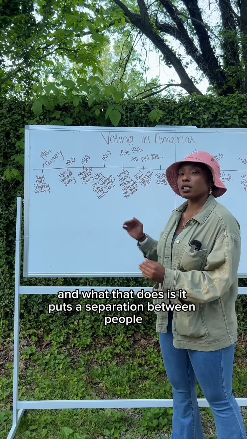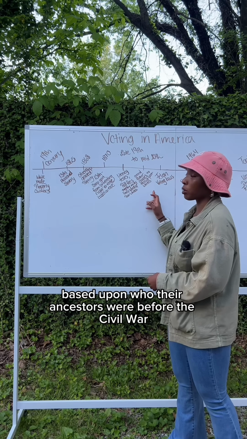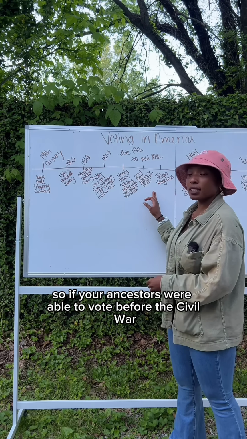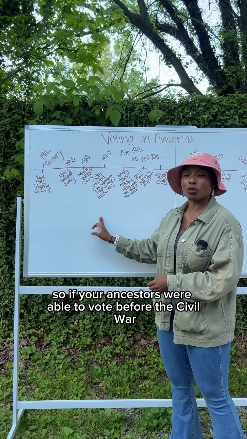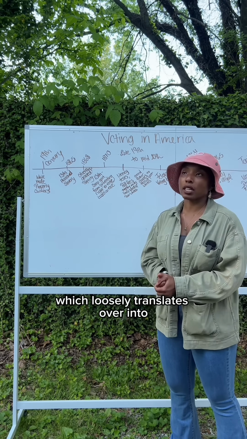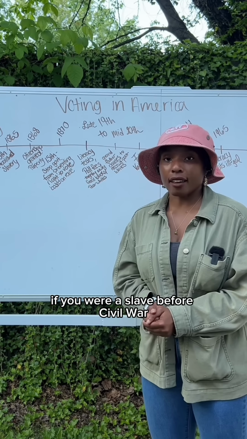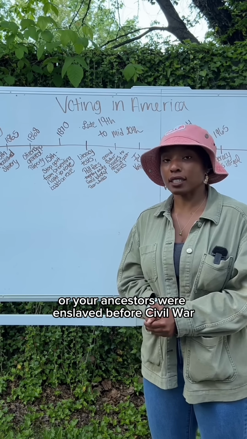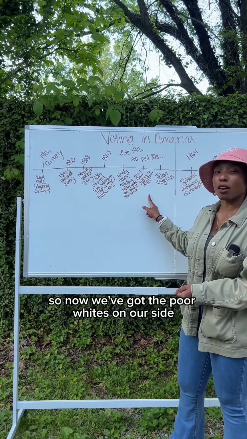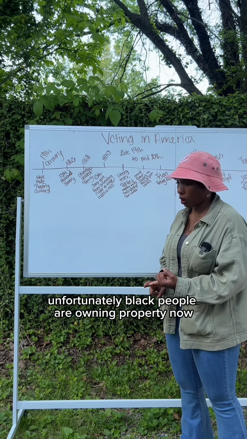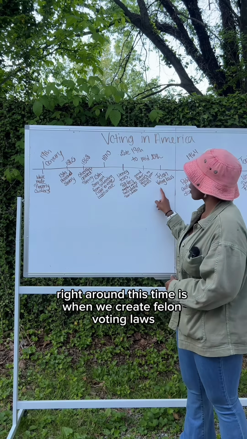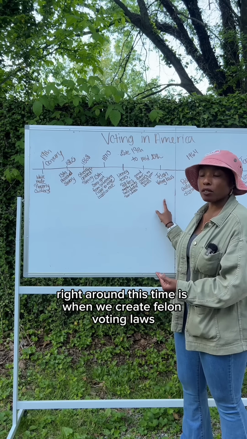And what that does is it puts a separation between people based upon who their ancestors were before the Civil War. So if your ancestors were able to vote before the Civil War, then you automatically were grandfathered in and got your right to vote, which loosely translates over into if you were a slave before Civil War or your ancestors were enslaved before Civil War, this doesn't count for you. So now we've got the poor whites on our side. Unfortunately, black people are owning property now, so we can't do that. What can we do now? Right around this time is when we create felon voting laws.